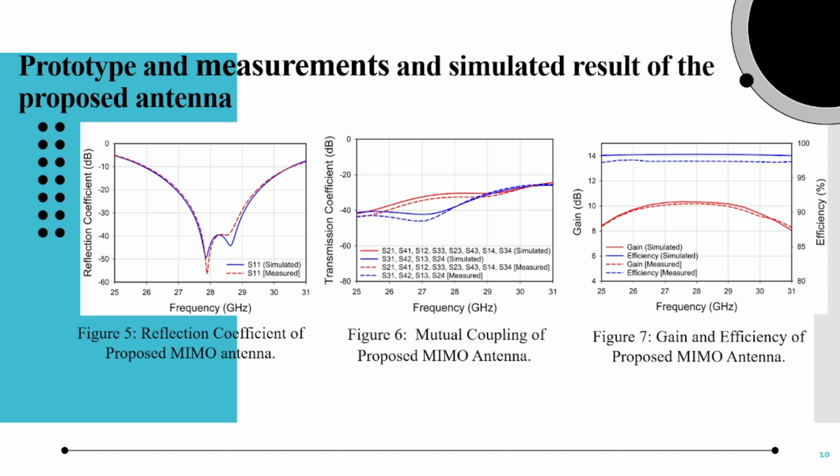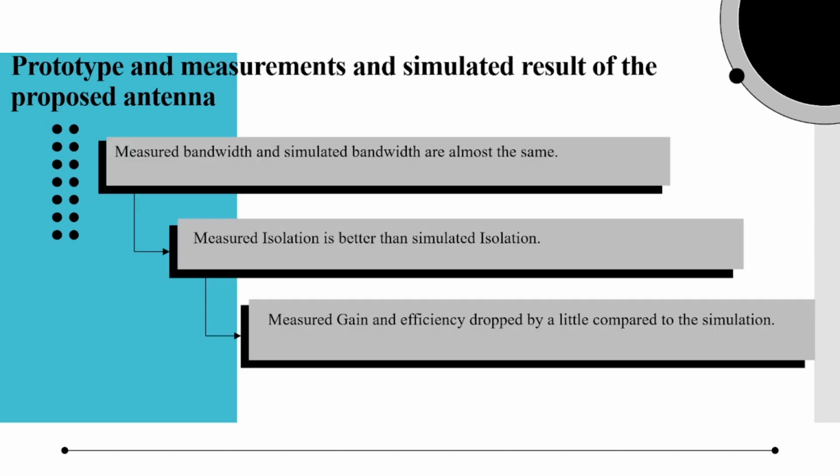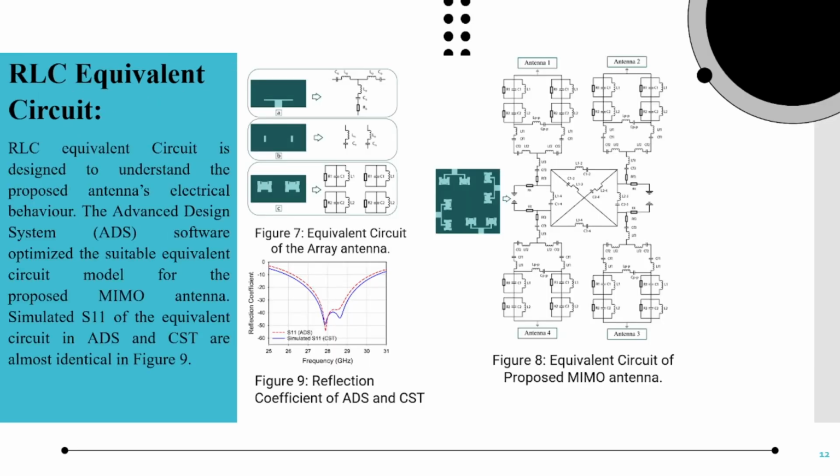And the third figure is the gain and efficiency. For the gain the mark is red, and the efficiency mark is the blue color. So these are the result analysis for the simulated versus measured results. The prototype and measured results are also the same, and measured isolation is better than the simulated isolation, and measured gain and efficiency drop a little bit compared to the simulation. These are the summary of the results.